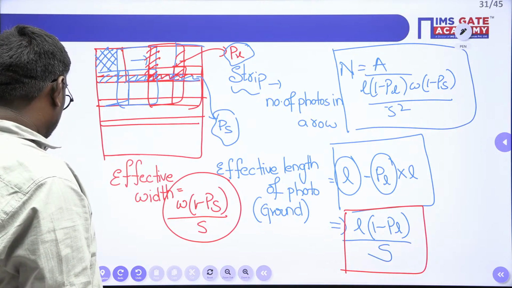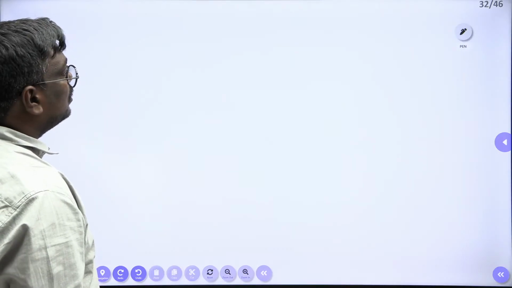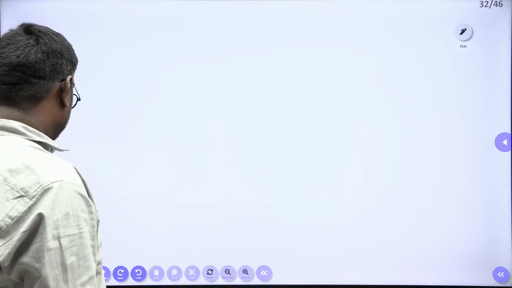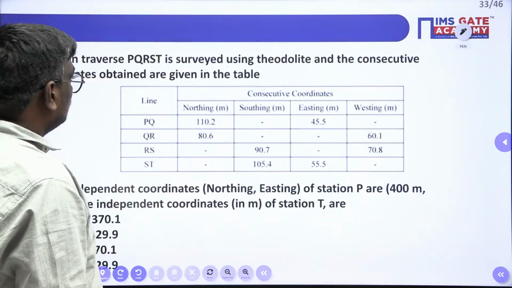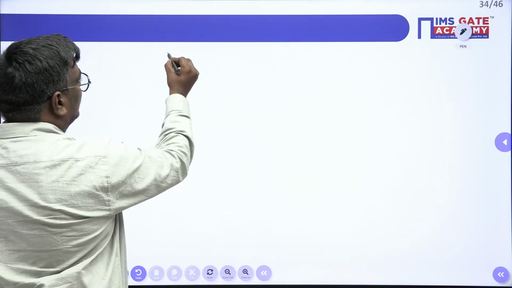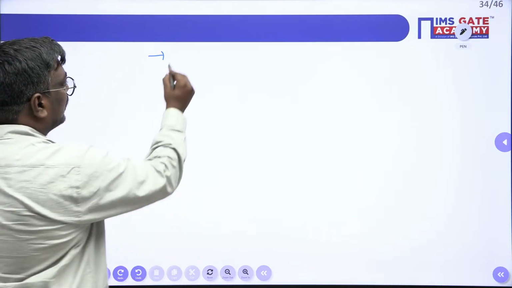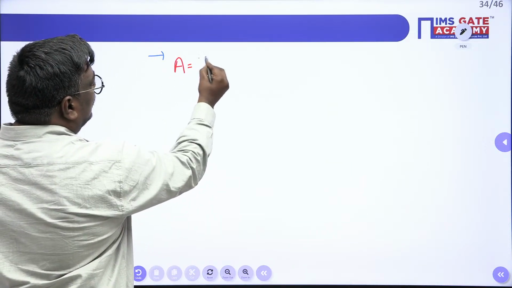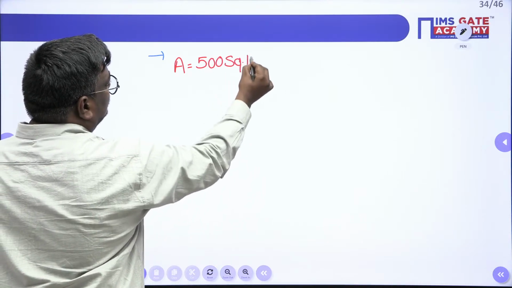Now see, students, whatever formula was given here, I will explain. Here the ground area is taken as 500 square kilometers.